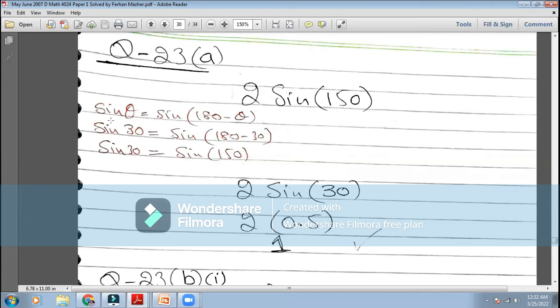So in place of 2 sine 150, I can write 2 sine 30. And you know, in the table it is given that the value of sine 30 is 0.5. So 2 multiplied by 0.5 will be 1. So the answer will be 1.